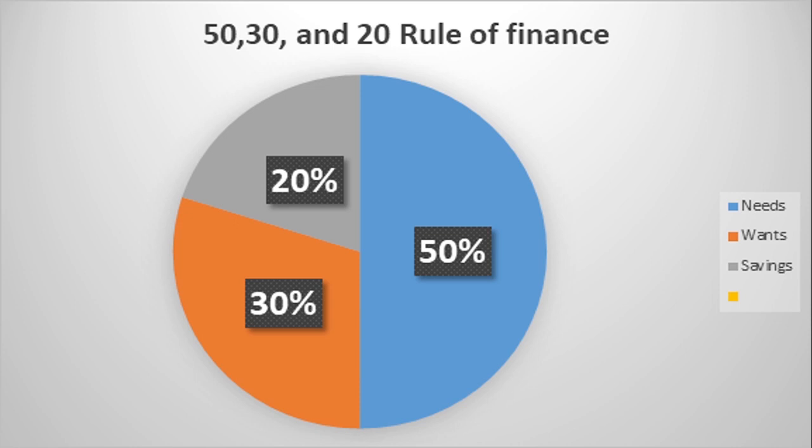So that is it about the 50, 30, and 20 personal rule of finance. How you can budget for your money, spend your money, and save your money. Leave in the comment section below how you have used this personal rule of finance and how it has changed your spending and saving behaviors.